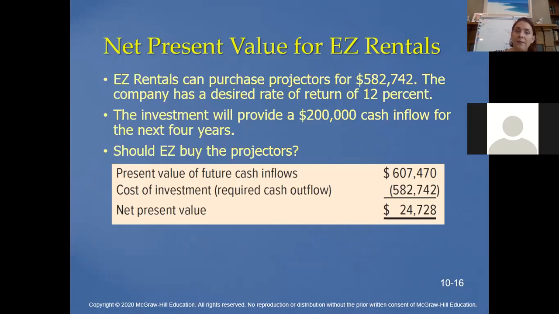So again, it's the present value of all the future cash flows subtracted by the cost of your investment. The cost of your investment, you don't have to do any calculation for. That's current. You currently have to pay this amount. Okay, so if it's positive, you're going to say yes. If it's negative, you're going to say no. Any questions so far? I think you guys have already seen all of this.